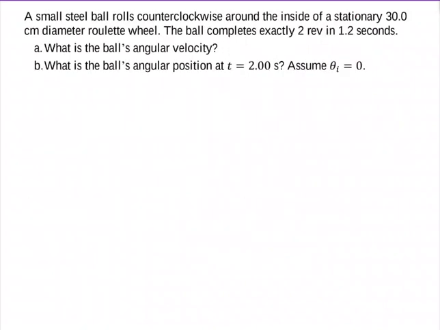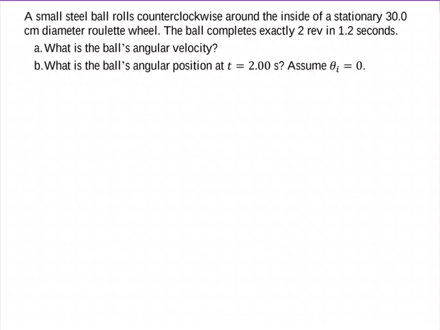All on black. All right, so a small steel ball rolls counterclockwise on the roulette wheel, stationary, 30.0 centimeter diameter. The ball completes exactly 2 revolutions in 1.2 seconds. We want to calculate the ball's angular velocity and then find out the ball's angular position at t equals 2 seconds and assume theta initial is 0.